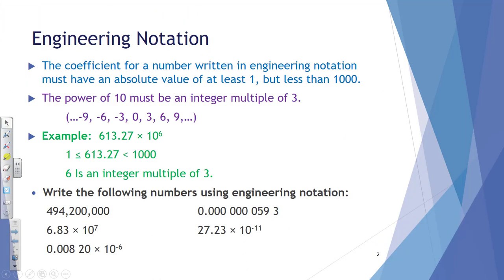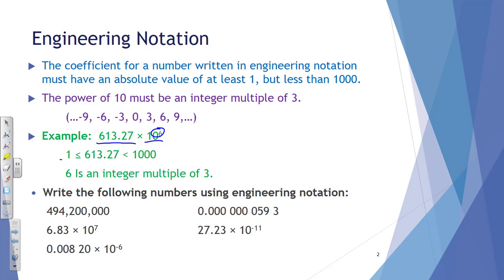So engineering notation is very similar to scientific notation, in that there's a coefficient as well as a power of 10. It works the same way. The only catch is the exponents have to be a multiple of 3. So here we've got an exponent of 6. As long as our exponent is a 3, a 6, a 9, or a -3, -6, -9, -12, then we're okay.